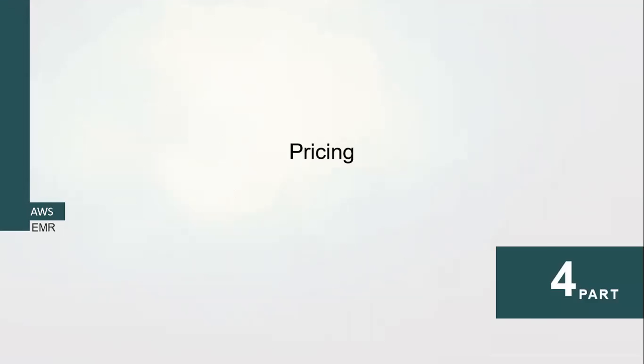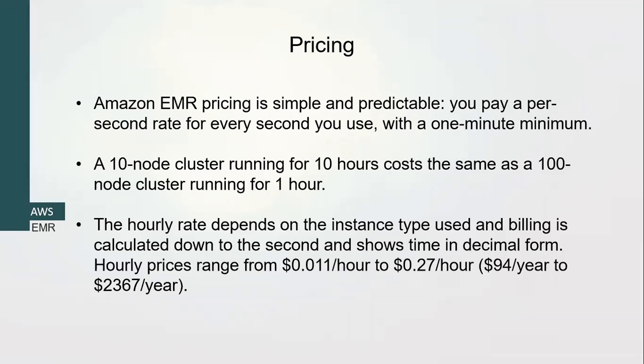Now next we are going to understand majorly about pricing. Amazon EMR pricing is very simple and very predictable. You are going to pay for every second that you use. Yes, if you are using it for 40 seconds, then Amazon will count it as 1 minute minimum. After 1 minute, it is going to count per second.